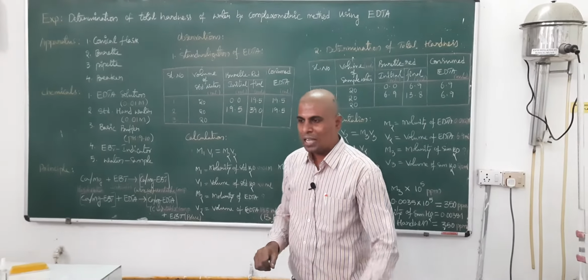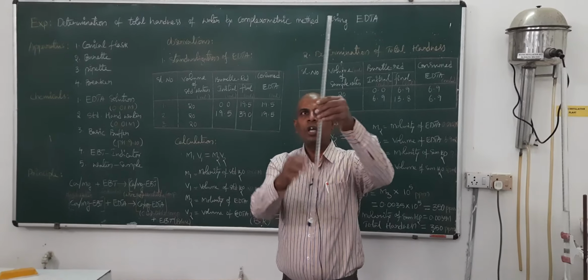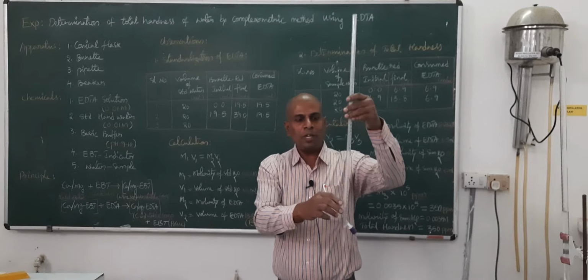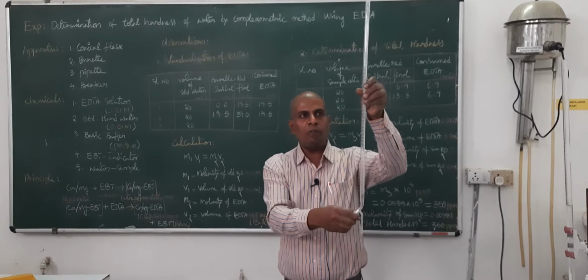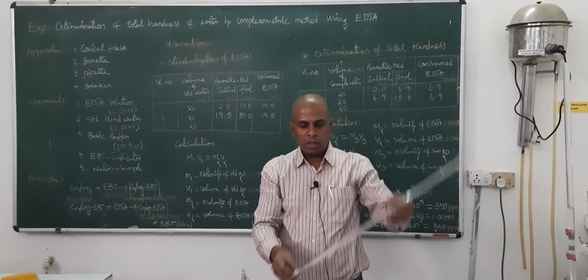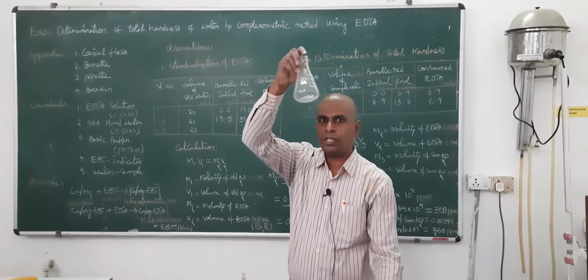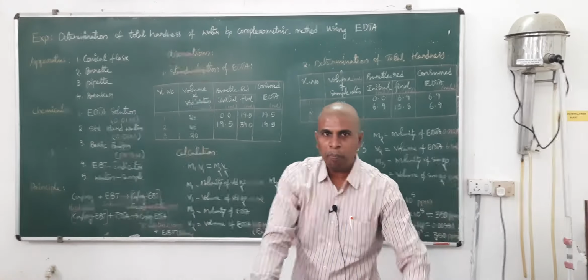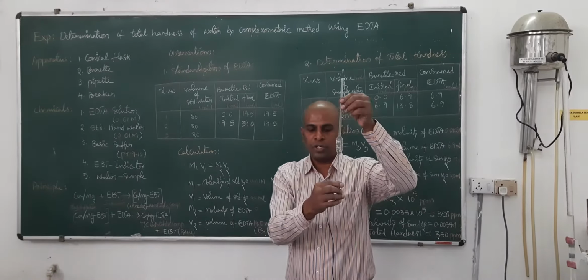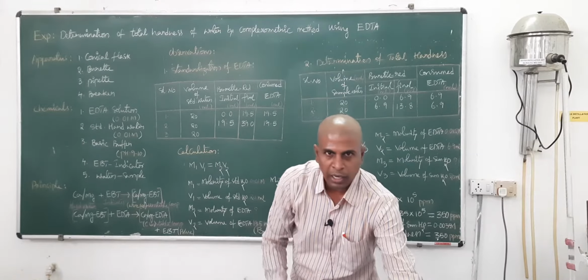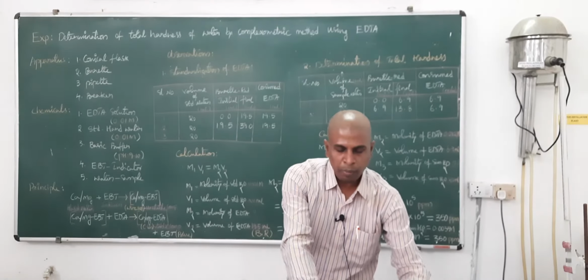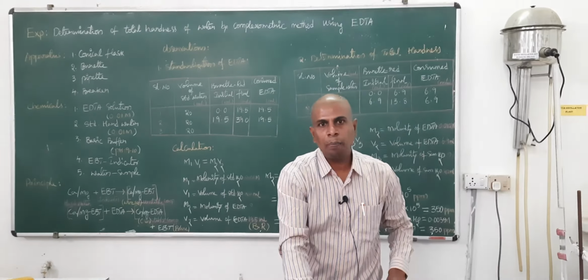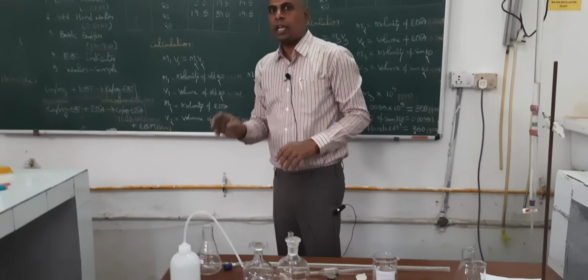Let us see the glassware. This is called a burette. Here we have a 50 ml measurement, and this is the stopcock. Then we have a conical flask, which is cone shaped, and we have a pipette. This is a 20 ml pipette. We also require a beaker and a measuring jar. These are the apparatus required for this experiment.